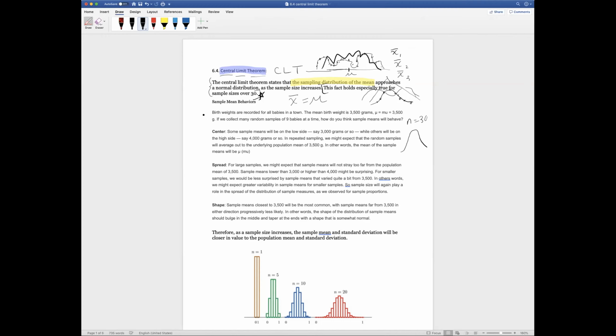Okay, so let's make sure you understand exactly what we're talking about when we say the sampling distribution of the mean. Let's take a look at this example. I didn't put this example in your notes, but I still want you to understand it. And so here's how the sample mean behaves.